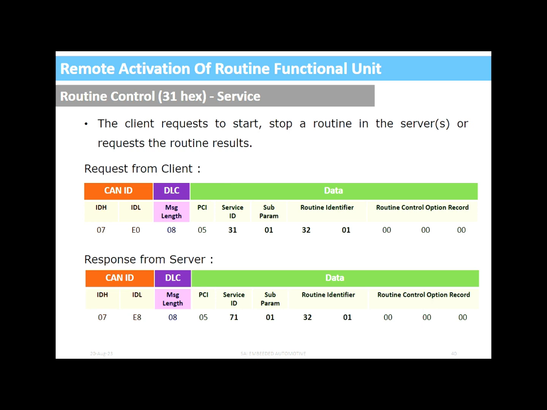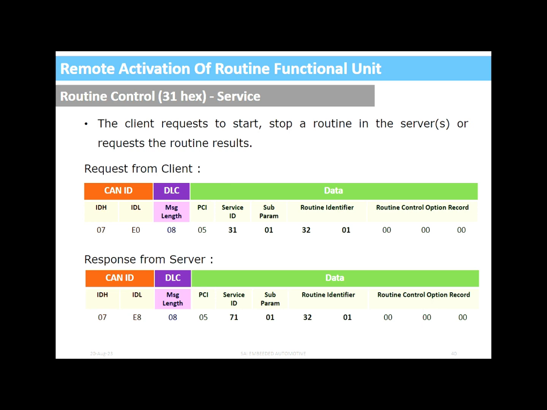01, start routine: the parameter specifies that the server shall start the routine specified by the routine identifier. 02, stop routine: the parameter specifies that the server shall stop the routine specified by the routine identifier. And 03, request routine result. This parameter specifies that the server shall return the result value of the routine specified by the routine identifier.